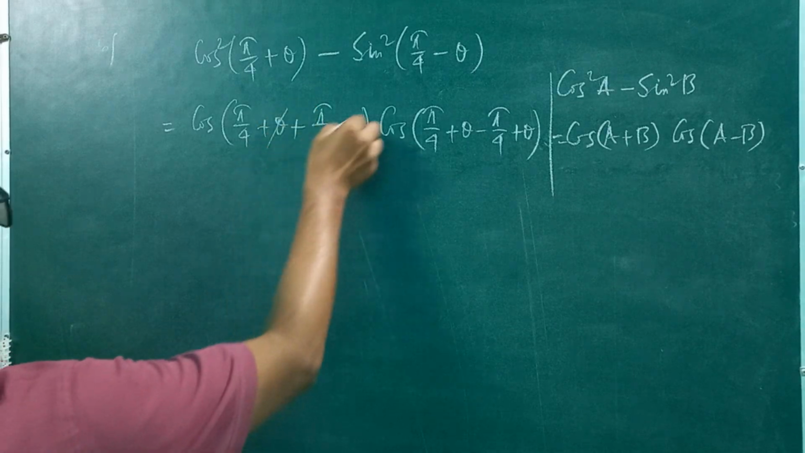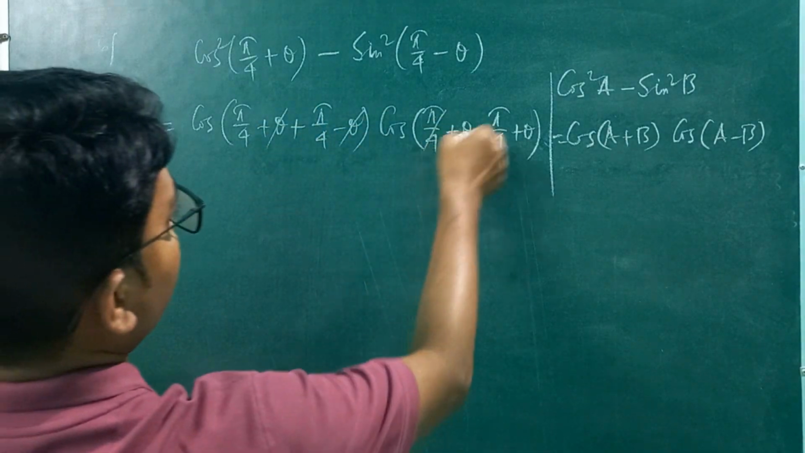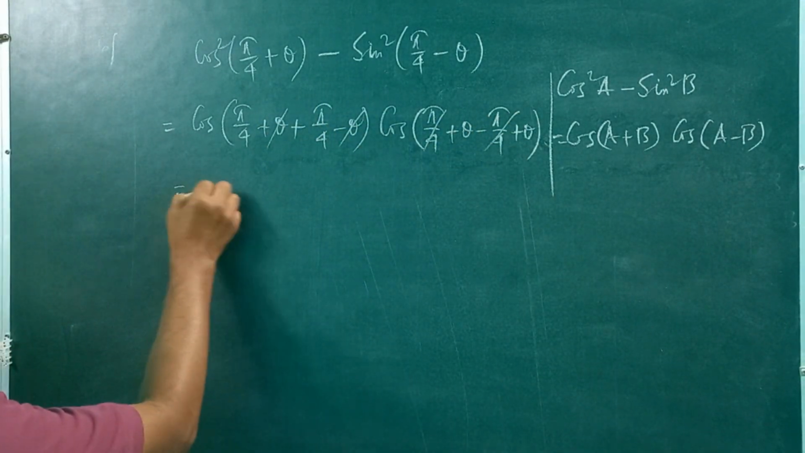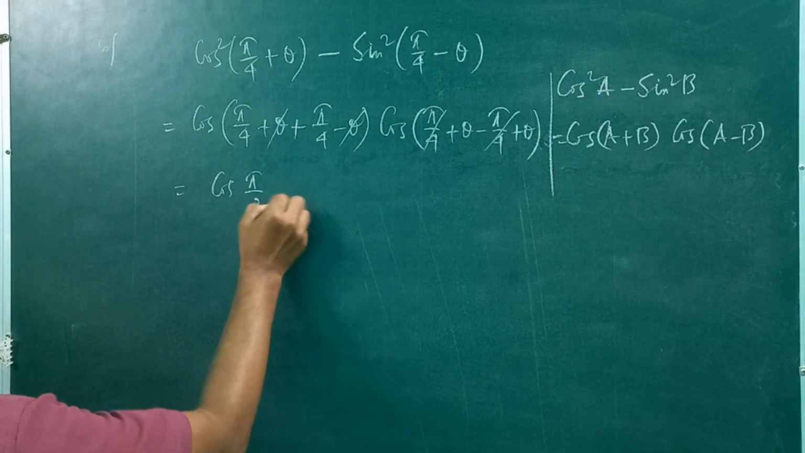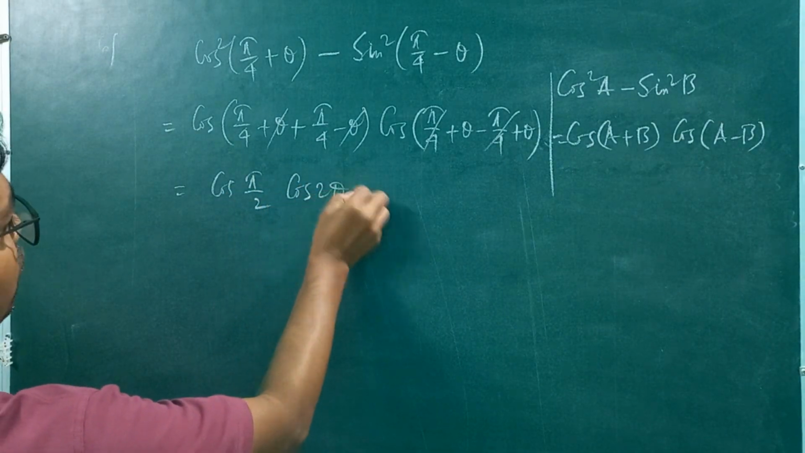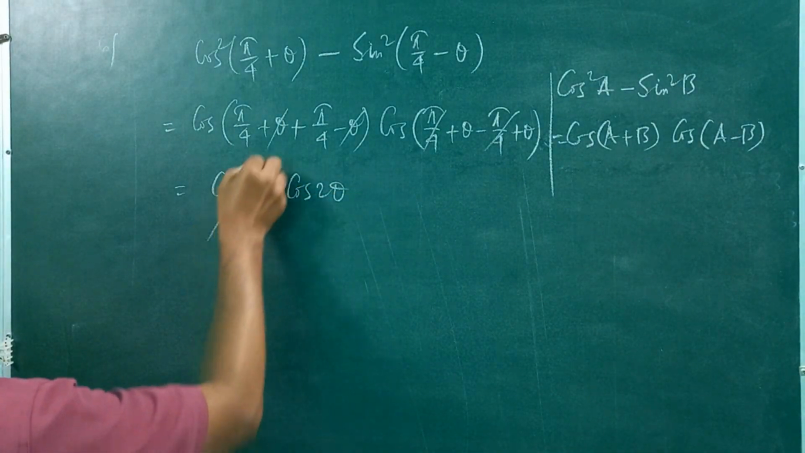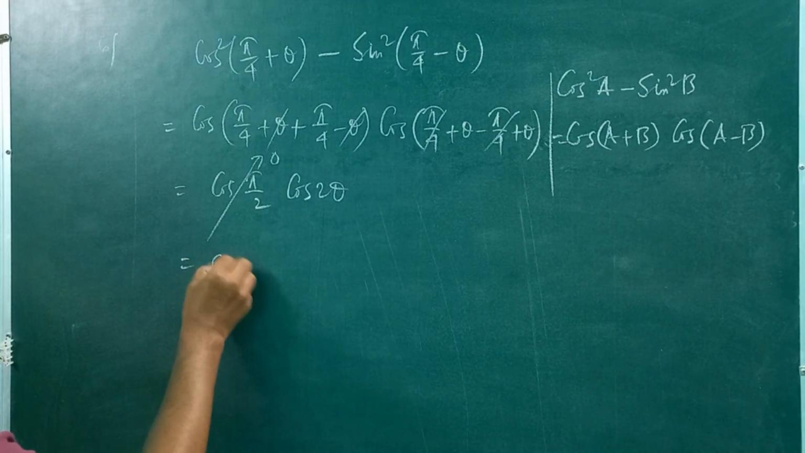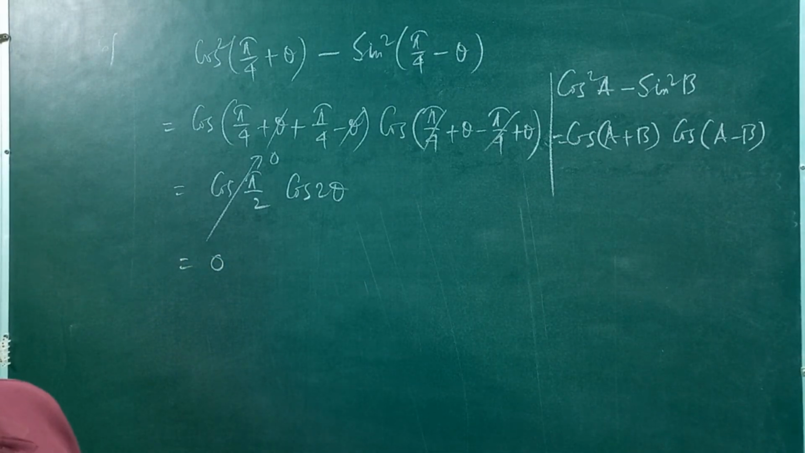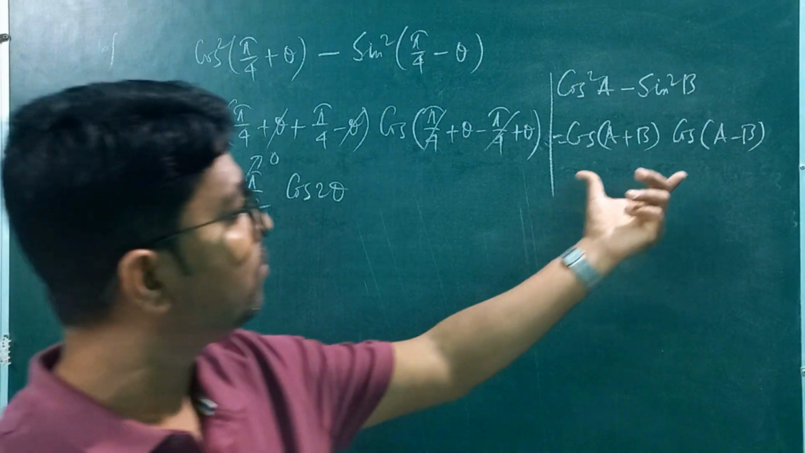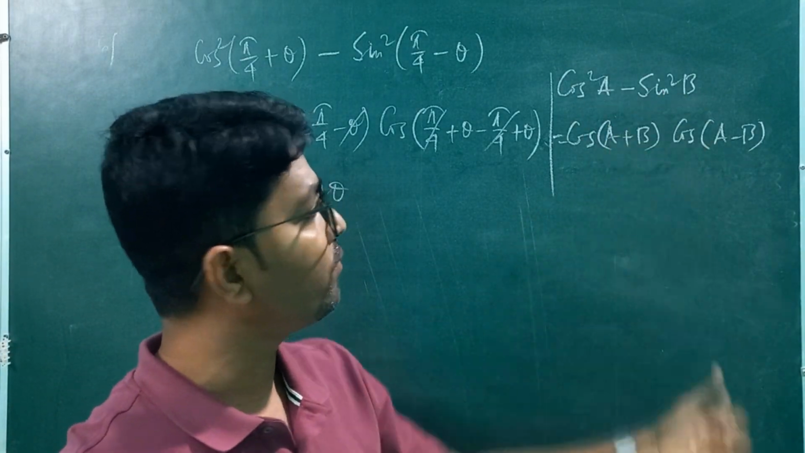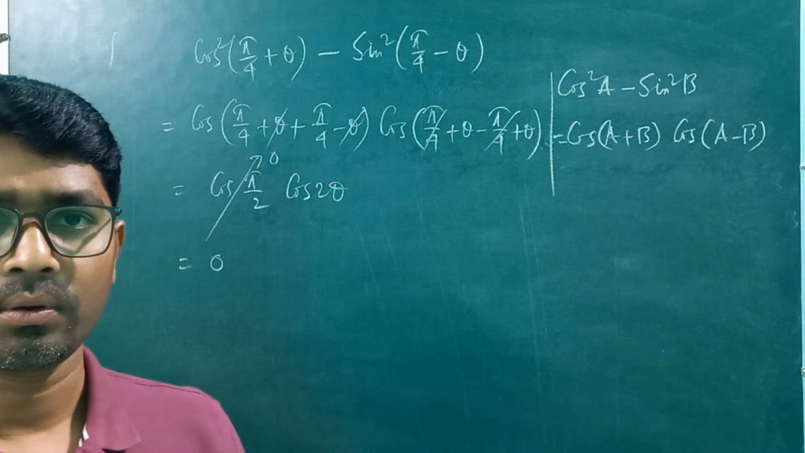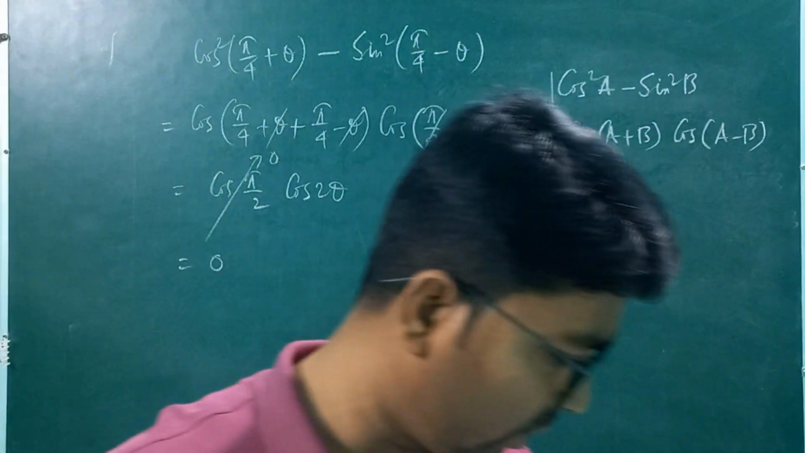Now we can easily calculate this one, minus theta, pi by 4 minus pi by 4. You have got cos pi by 2, cos 2 theta. Now cos pi by 2 is 0, cos 90, result is 0, so result is 0. Very simple question if you know the formula of cos square A minus sin square B. Similar types of problem.